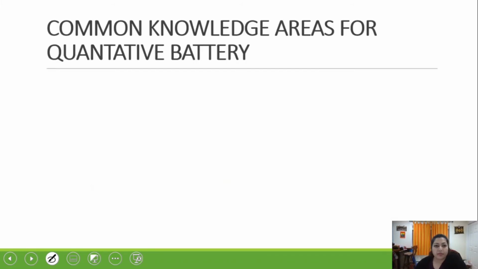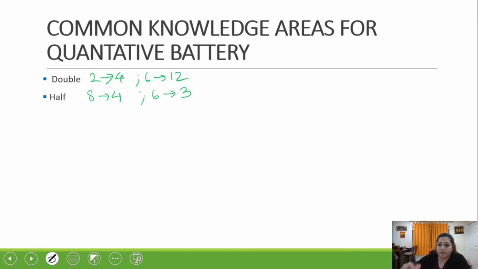I would like to discuss the common areas that you should be focusing on. As I was talking about, the rules can be double. Double as in like 2 is becoming 4, 6 becoming 12. Then we have half. Half is basically 8 becoming 4 or 6 becoming 3.